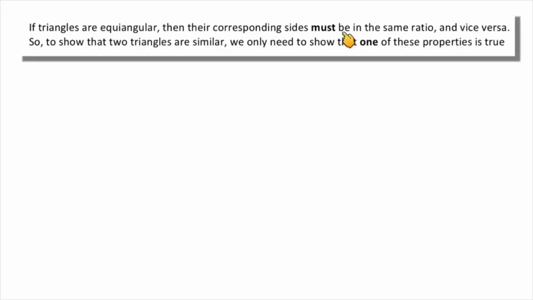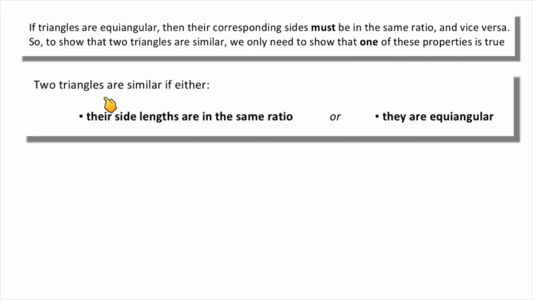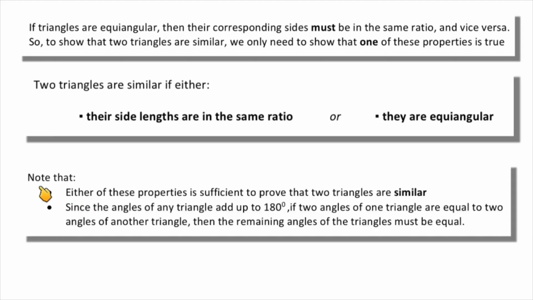If triangles are equiangular, then their corresponding sides must be in the same ratio, and vice versa. So, to show that two triangles are similar, we only need to show that one of these properties is true. Hence, two triangles are similar if either their side lengths are in the same ratio or they are equiangular. Note that either of these properties is sufficient to prove that two triangles are similar.